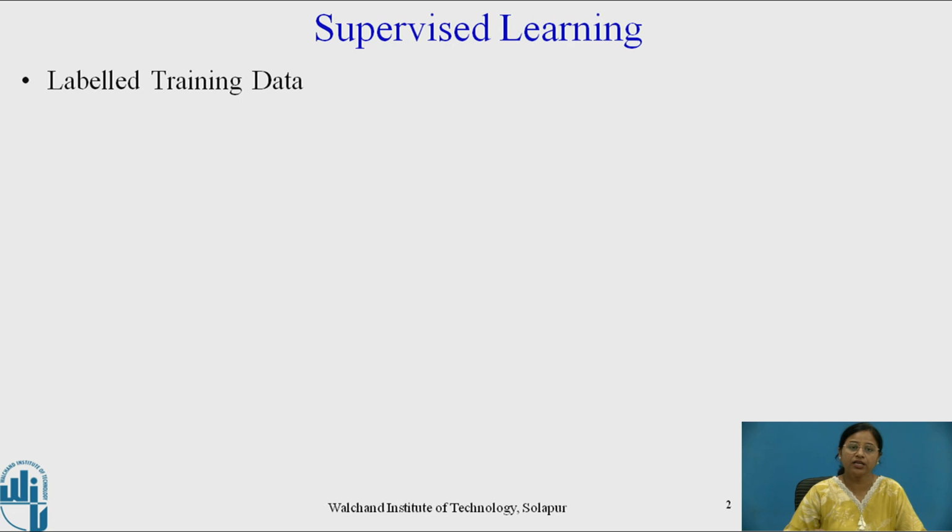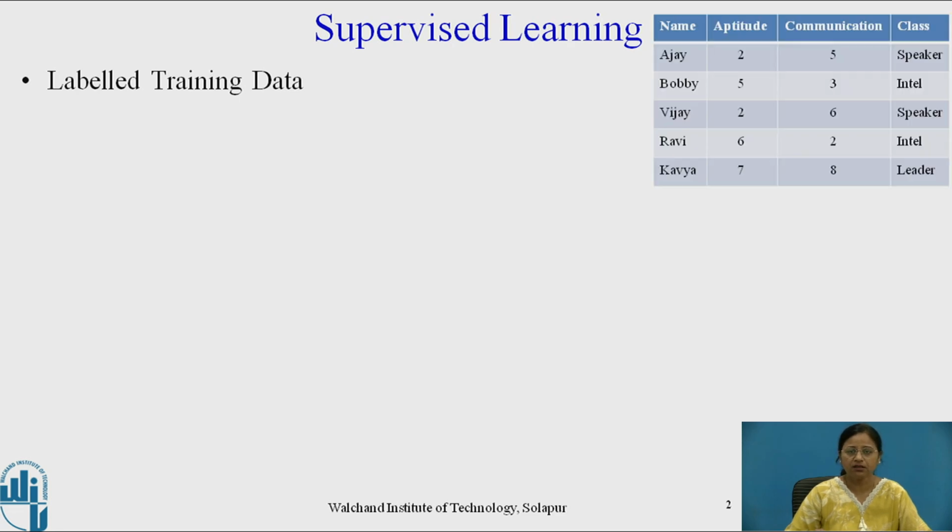Now let us recall what supervised learning is. As we know, supervised learning contains labeled training data. For example, we have a data set with the name of the student, their aptitude and communication skill marks, and based on that they are classified as a speaker, intel or leader. The aptitude and communication marks are on a scale of 10.